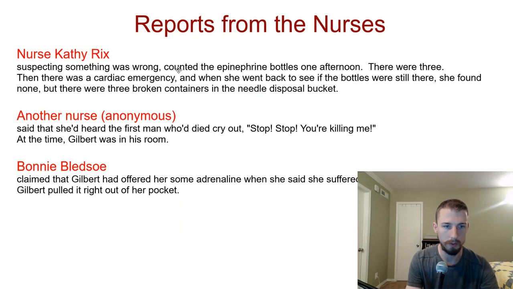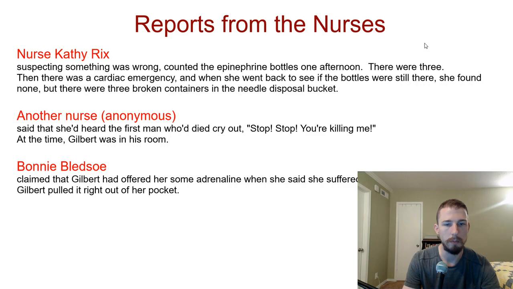The reports from the nurse Kathy Ricks suspected something was wrong. She counted the epinephrine bottles one afternoon, and there were 3. Then there was a cardiac emergency. One of the patients had a heart attack, and when she went back to see if the bottles were still there, she found none of them. So all 3 of the bottles had been taken by somebody. Who could it be? I think we know. But there were 3. Oh, innocent till proven guilty.